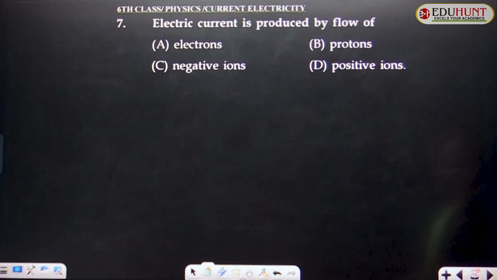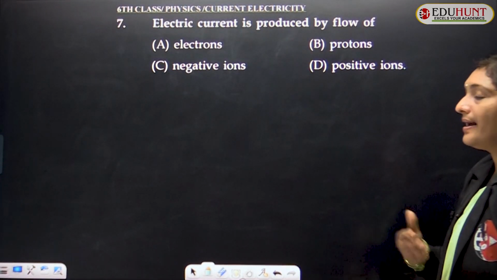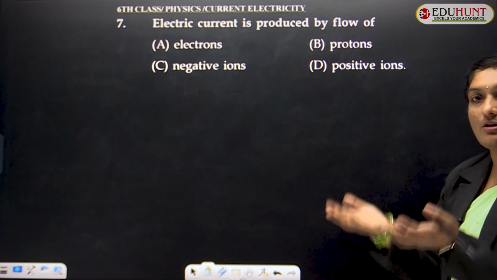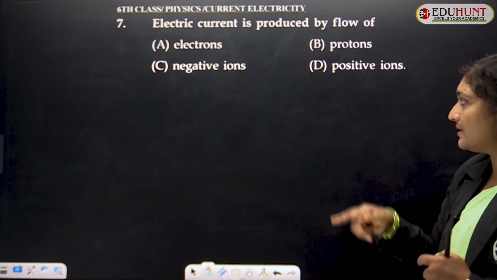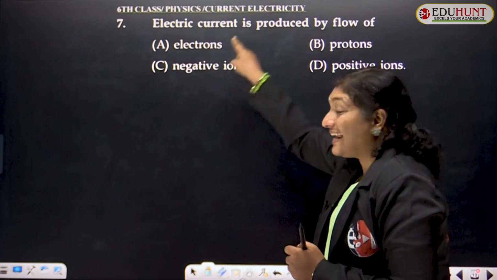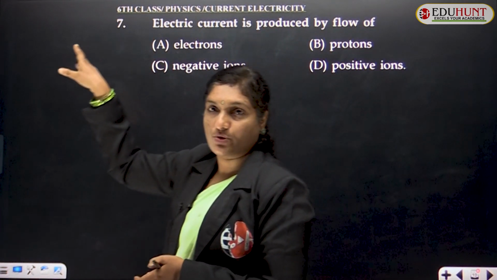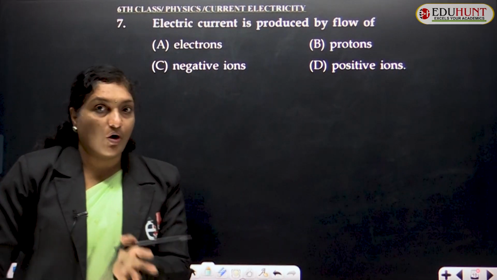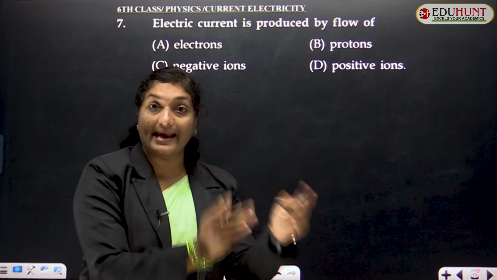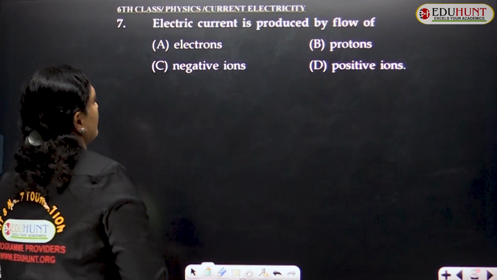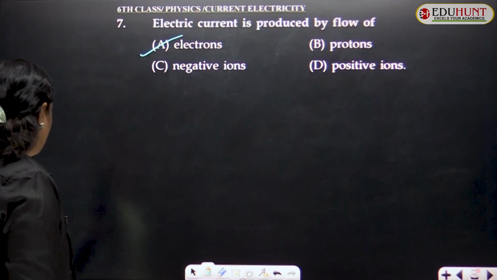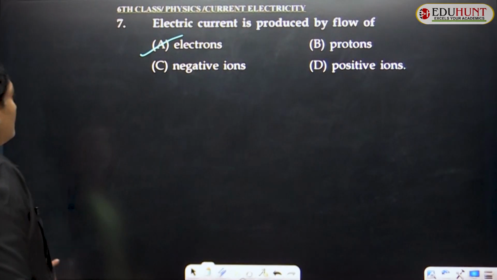Moving to the next one, seventh one: electric current is produced by the rate of flow of charges. What are the charges here? The electrons are moving; protons are not moving. Conventionally we consider it as protons, but the electrons are moving. Flow of charges means flow of electrons constitutes the current. Hence, the correct option is option A, that is electrons.